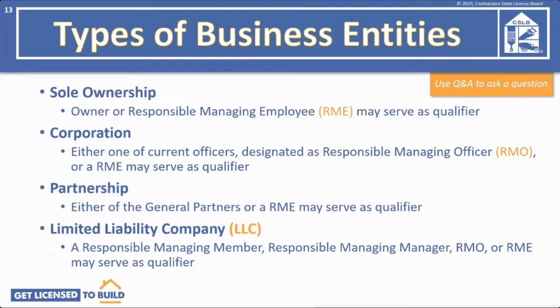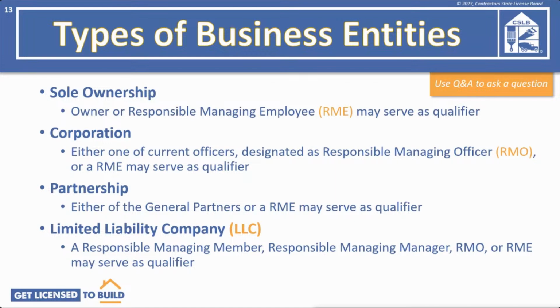The next thing you're going to need to determine before applying for your license is what type of entity your business will be. There are 4 types. First is a sole ownership, where the owner or responsible managing employee may serve as a license qualifier. Just about 2/3 of the contracting businesses in California are sole ownerships.